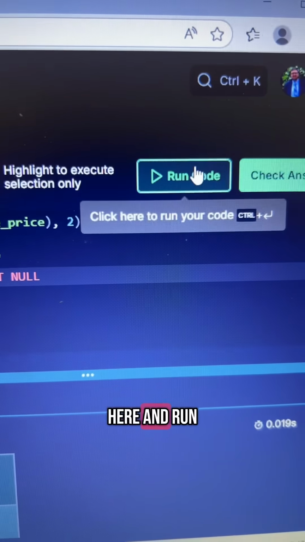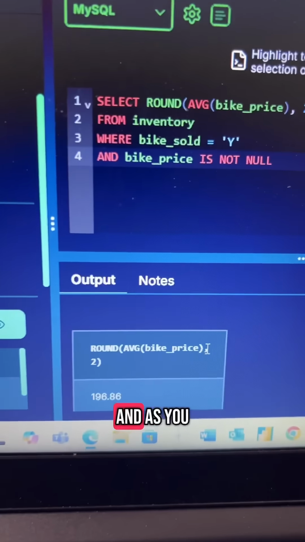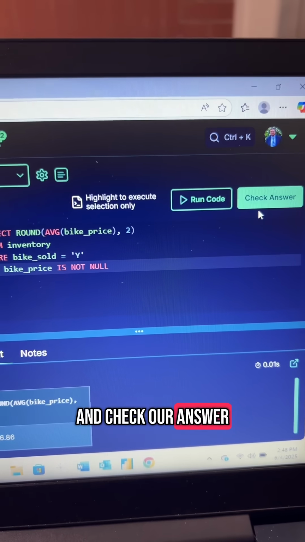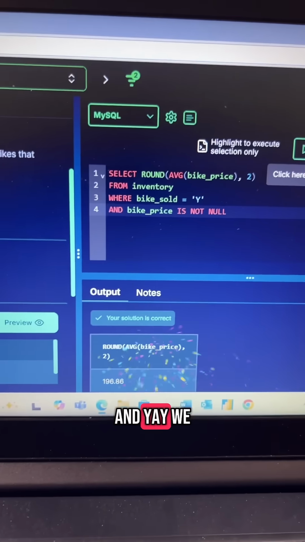Let's come up here and run our code. And as you can see, we have found our average here. Let's come up and check our answer. And yay, we did it.